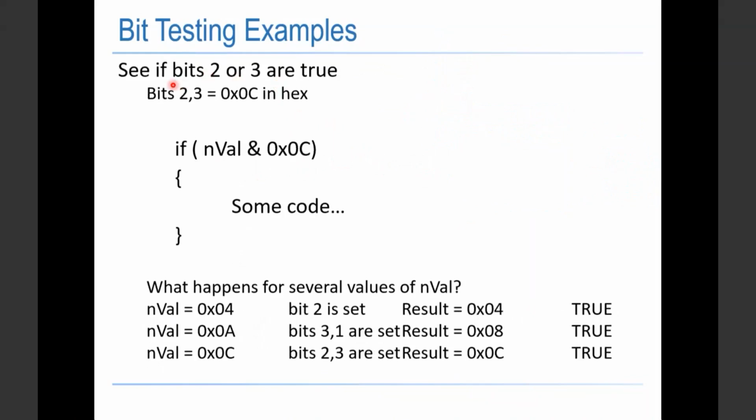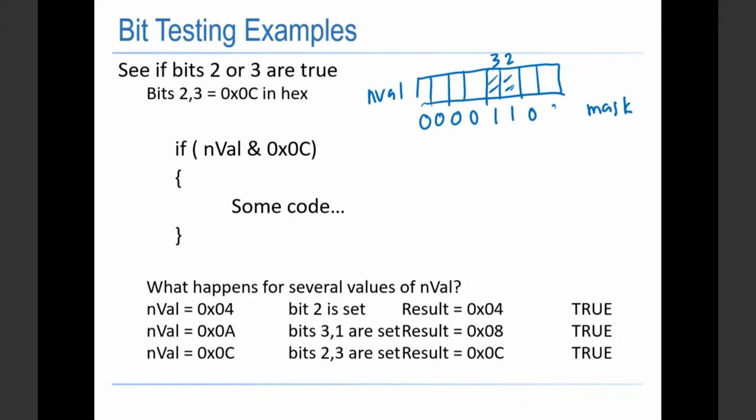Another example: you're going to check if bit 2 or 3 is true. You can see there is the word or. First we need to get the mask, we need to put a masking. So this is your bits, this is your nval, and this is bit 2 and bit 3. The mask value you need to put here is 00001100, which is 12. 12 changed to hexadecimal is 0C. So this is why you do the masking with 0C.